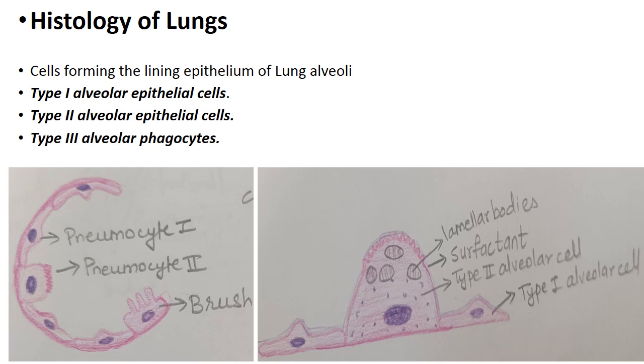So within the lung alveoli we have three types of cells. Type 1 alveolar epithelial cells are simple squamous where gaseous exchange occurs and they are connected by tight junction. Type 2 pneumocytes, they produce surfactants and they reduce the surface tension. Type 3 are the alveolar phagocytes. They engulf the bacteria and other dust particles. They are also known as heart failure cells in congestive cardiac failure.